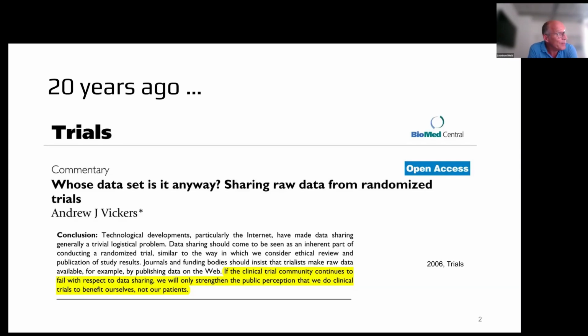Anyway, Andrew concludes that the clinical trial community needs to improve data sharing. Otherwise, we will only strengthen the public perception that we do clinical trials to benefit ourselves and not our patients. So I think that was a wake-up call.